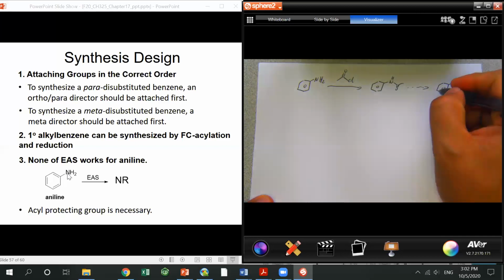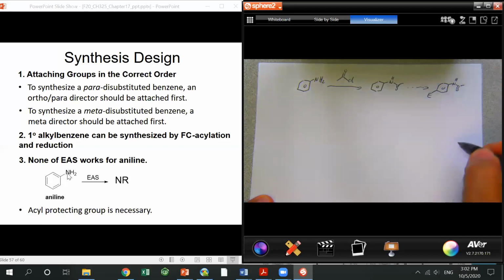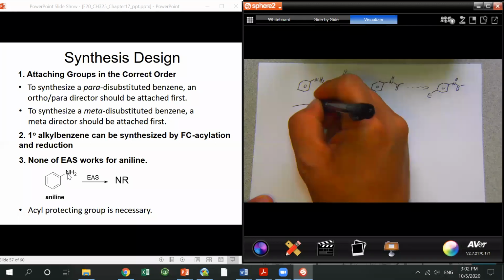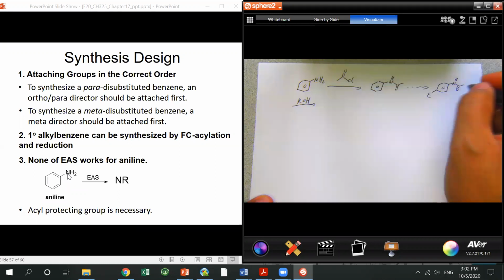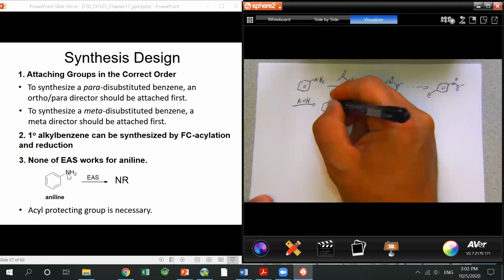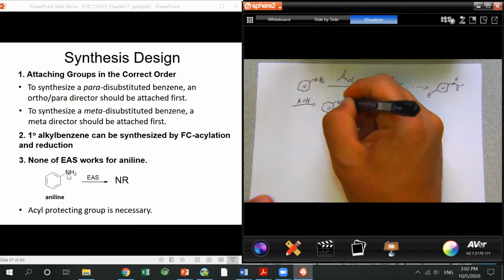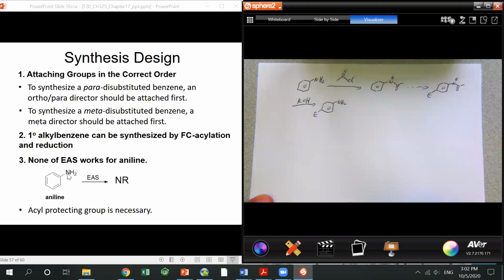Assuming you put the electrophile on the para position, you then just do the deprotection. Normally, potassium hydroxide, a base, removes the protecting acyl group, so that gives back the amine. That's what we learned before.